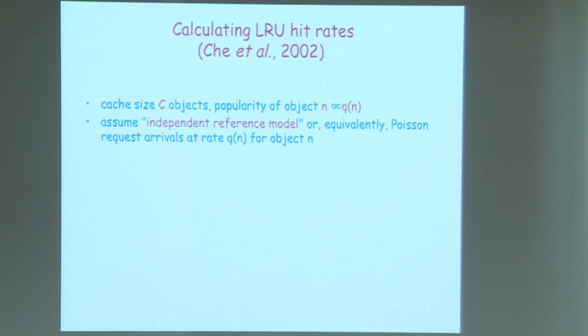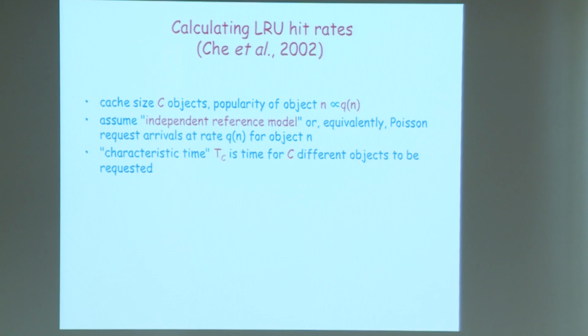And they supposed that there's a characteristic time TC, which is the time to receive C different objects, which means that C different objects between the initial time and a time TC later means you will have kicked out every object which was there at TC. Because you've had the C different objects coming in that time. But TC is a random variable.